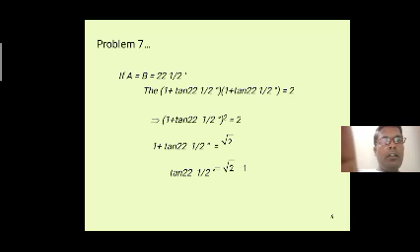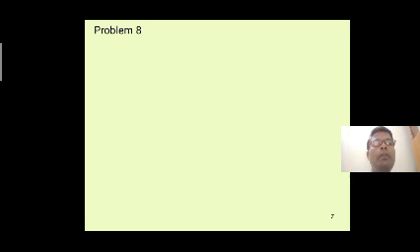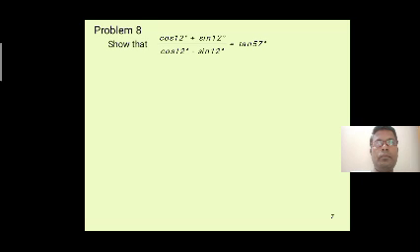Okay. Now we go to problem number 8. Show that (cos 12 degrees plus sin 12 degrees) by (cos 12 degrees minus sin 12 degrees) equals tan 57.